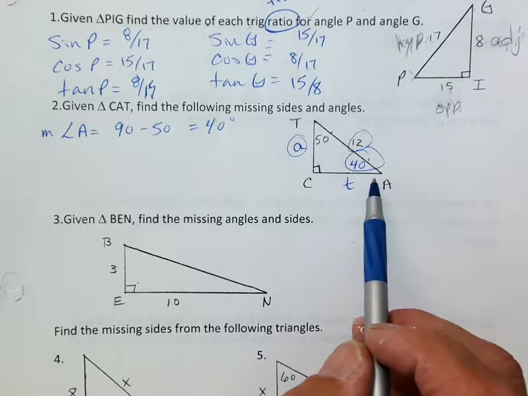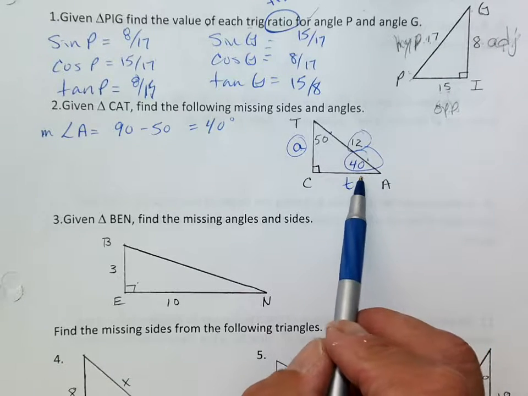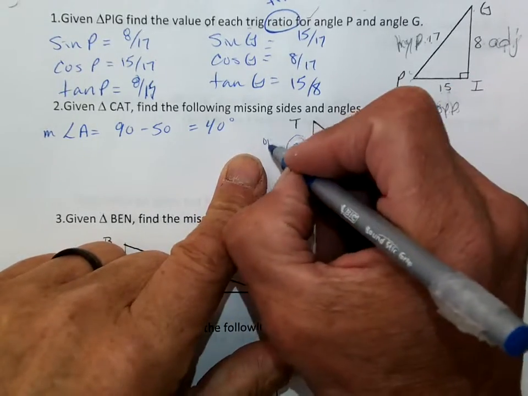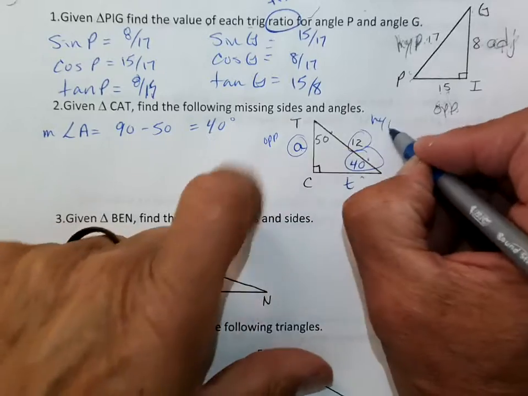So always start with your angle. Pick an angle, because then you get your names once you start with your angle. This one's going to be my opposite, and the 12 is going to be my hypotenuse.